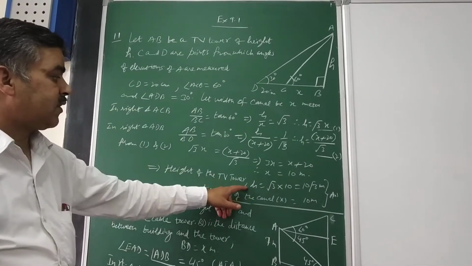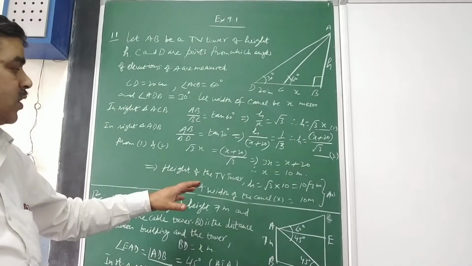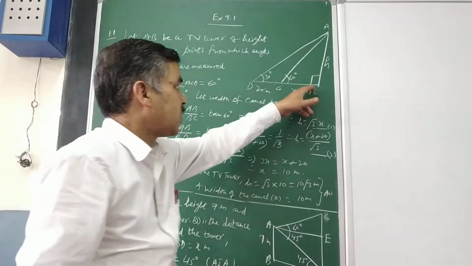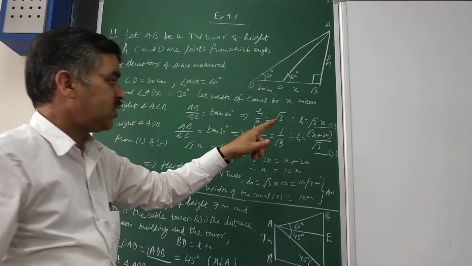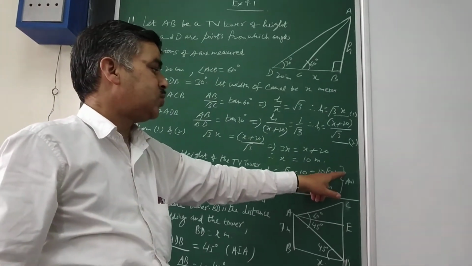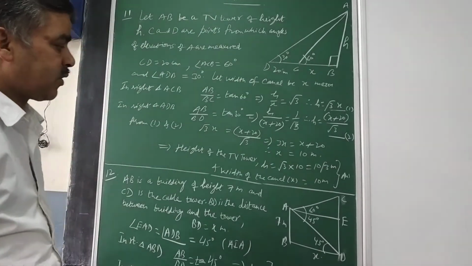Now the height of the TV tower, that is equal to what? H you can put anywhere, like in 1, that is the total height of this tower, under root 3 into X, and X we got is equal to 10. So 10 under root 3 meter will be the height of the tower.